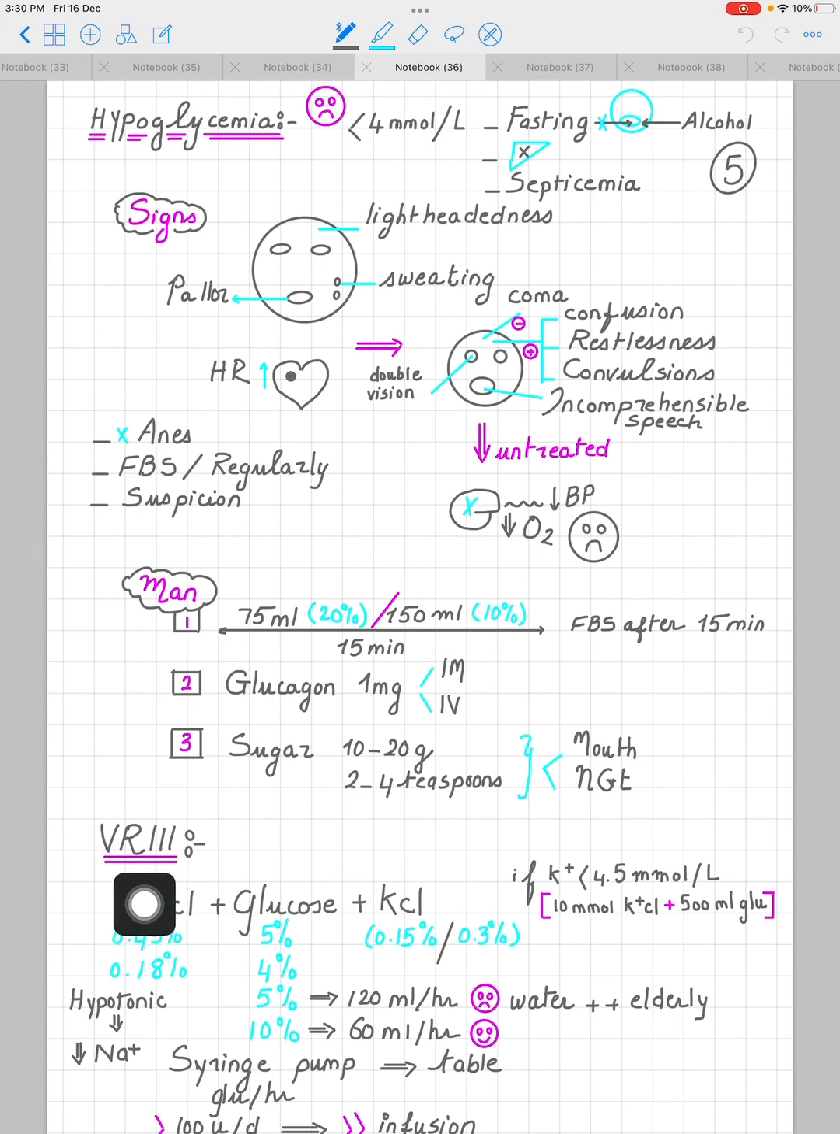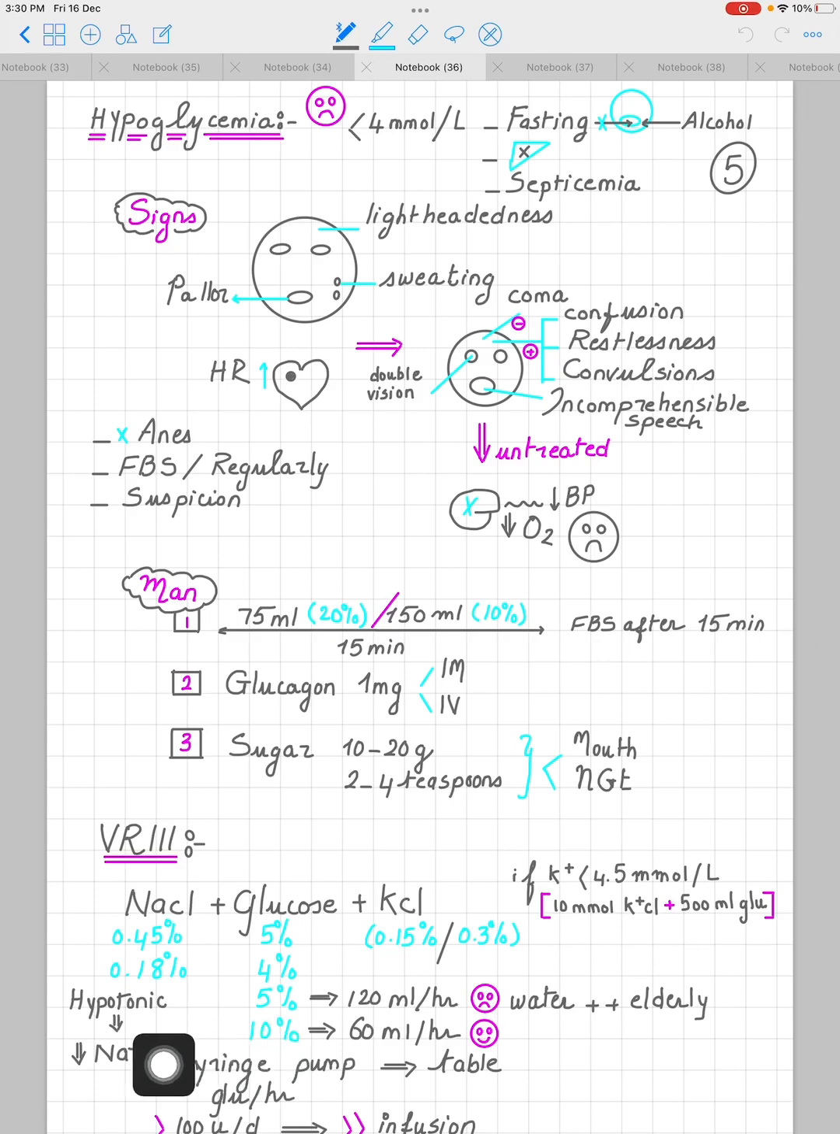Now let's discuss the variable rate intravenous insulin infusion. The recommended first choice solution for VRIII is 0.45% sodium chloride with 5% glucose, and either 0.15 or 0.3% potassium chloride. However, this is not always available. 4% glucose and 0.18% sodium chloride, 10% glucose, or 5% glucose are acceptable.